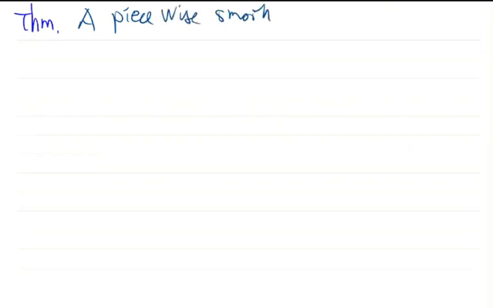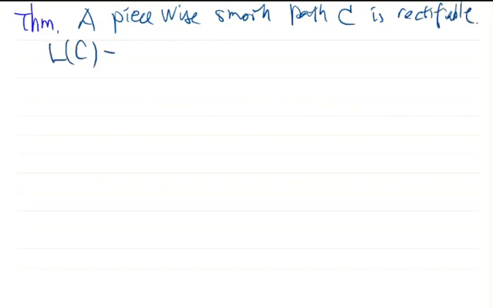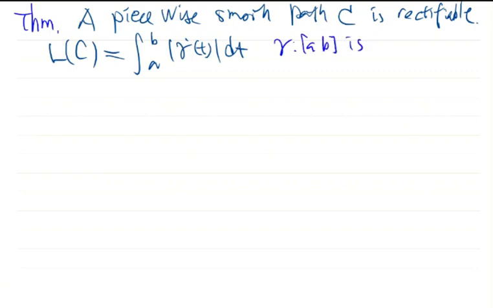So for a piecewise smooth path, can we have the same result? This is the theorem. A piecewise smooth path C is rectifiable, and the length is the integral of this. Here gamma is any of its parametrizations. Okay.